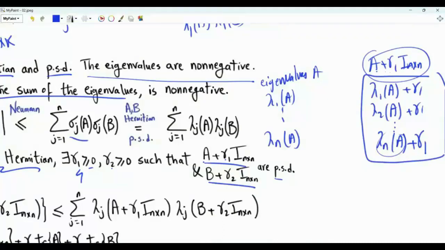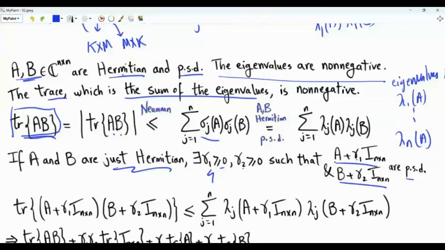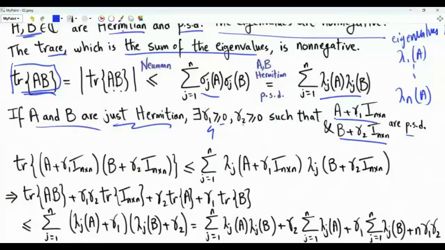All the eigenvalues of the matrix A plus gamma 1 times identity will be non-negative or even positive. We have proved our upper bound for Hermitian positive semi-definite matrices. So we can apply this upper bound not to A and B because they are just Hermitian, but we can apply our upper bound to A plus gamma 1 times identity, B plus gamma 2 times identity. In this case, the upper bound would be summation j from 1 to n, lambda j of A plus gamma 1 times identity, and then lambda j of B plus gamma 2 times identity.